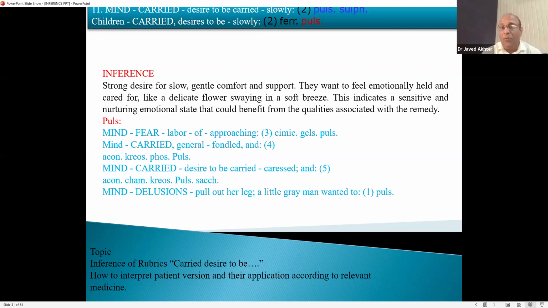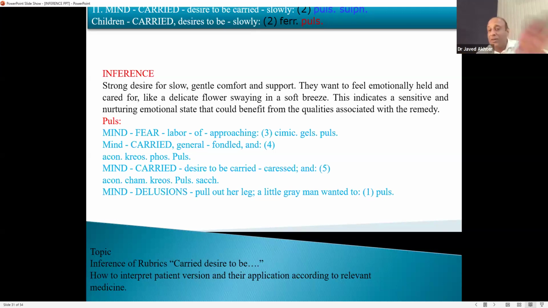Here another rubric is carry, desire to be fondled. What is the meaning of fondled? Fondled means when someone handles affectionately and carelessly. This patient wants to be treated with love. Desire to be caressed: give the medicine gently, slowly, and caress also.